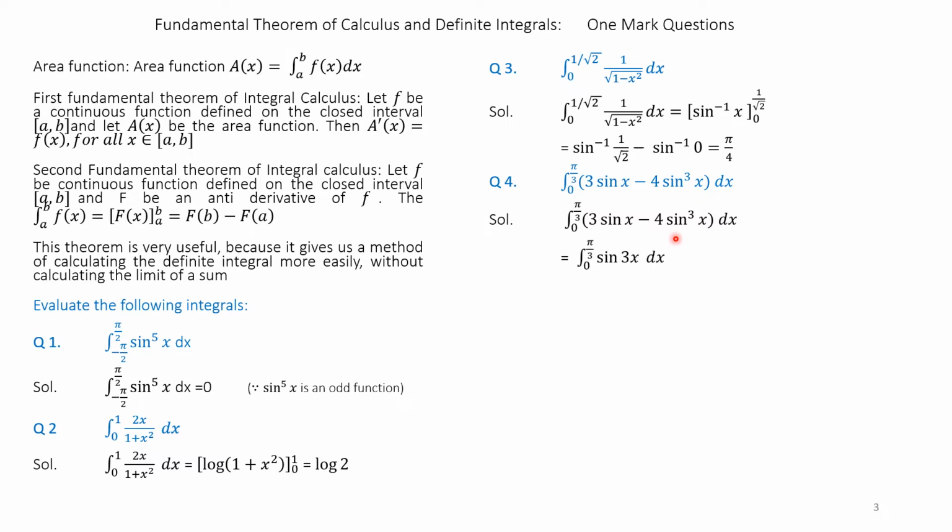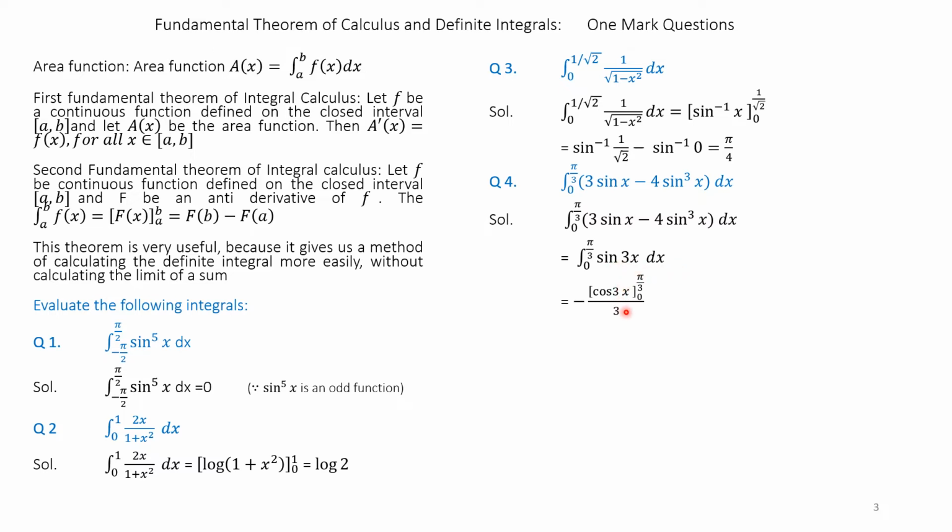You will get this expansion, which can be reduced and expressed as sin 3x. Therefore, the given integral becomes the integral from 0 to pi by 3 of sin 3x dx. So the integral of sin 3x is minus cos 3x by 3.